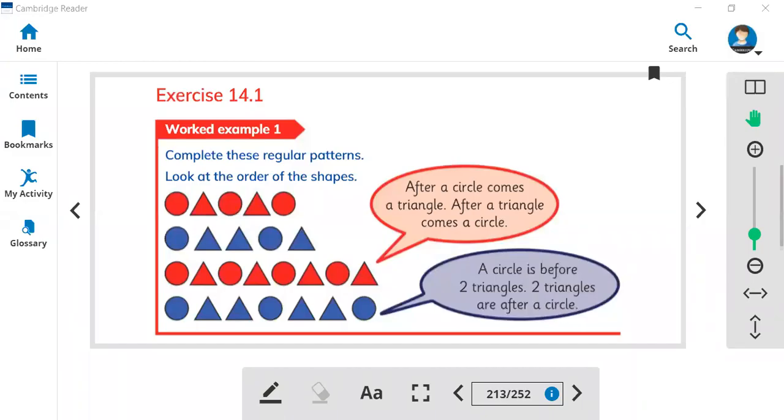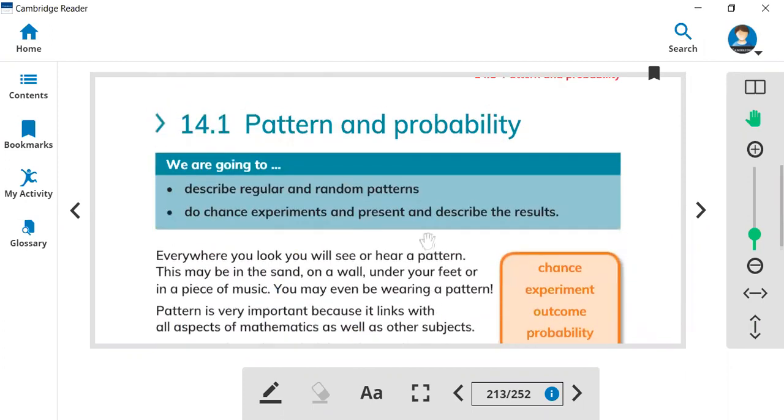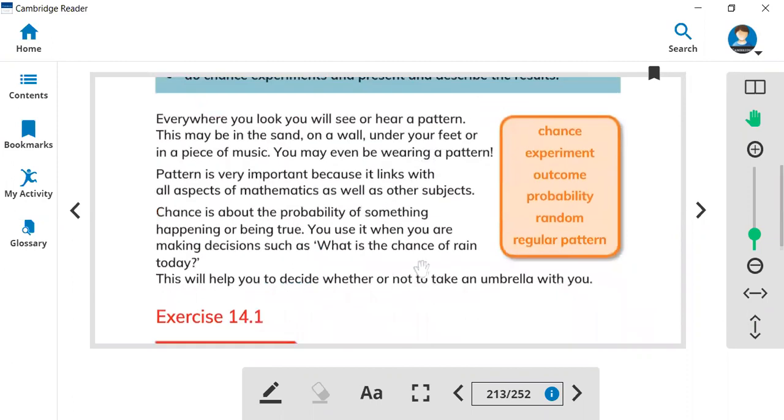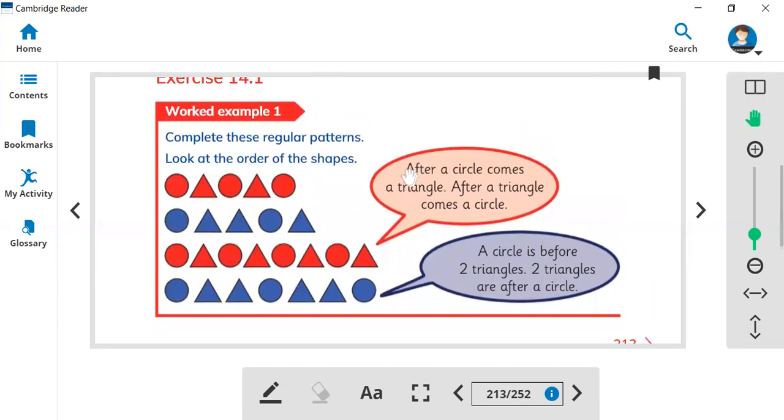Hi everyone. Today we are going to learn in math the probability with pattern. Okay, so this is the topic 14.1, patterns and probability. You can watch my previous video where I explained how we make patterns, right? So this is page 213. So guys, first of all, let me revise what patterns are.